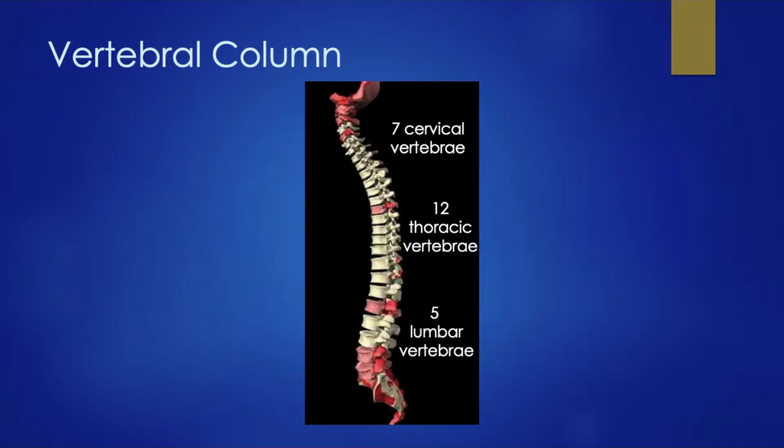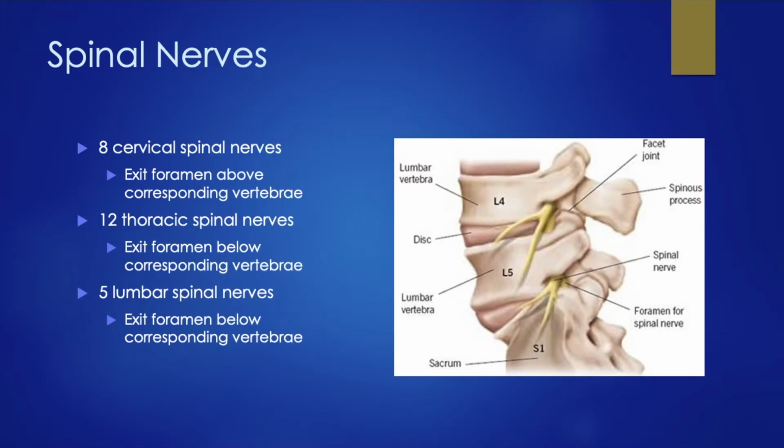There are in total 7 cervical vertebrae, 12 thoracic vertebrae, and 5 lumbar vertebrae. There are actually more spinal nerves than there are vertebrae. There are a total of 8 cervical spinal nerves. By convention, they exit out of the foramen above their corresponding vertebrae. So, for example, the C3 spinal nerve exits above the C3 vertebra. However, the C8 spinal nerve exits above the T1 vertebra.